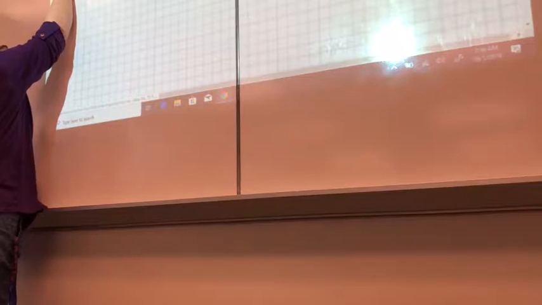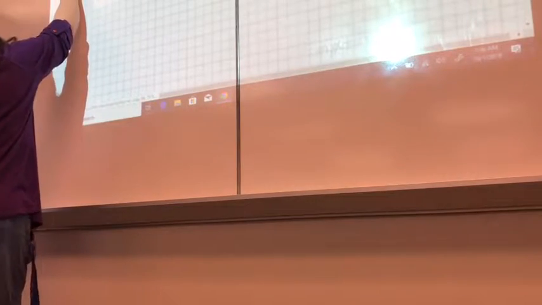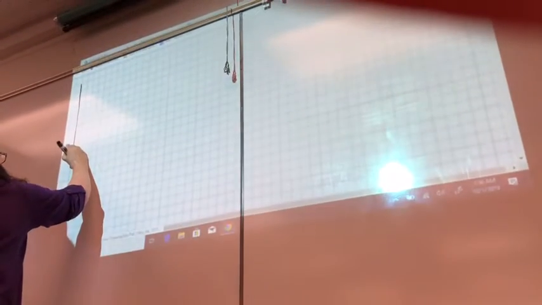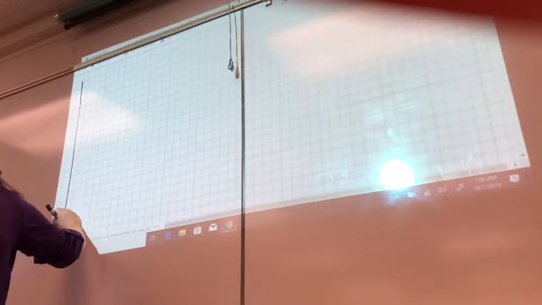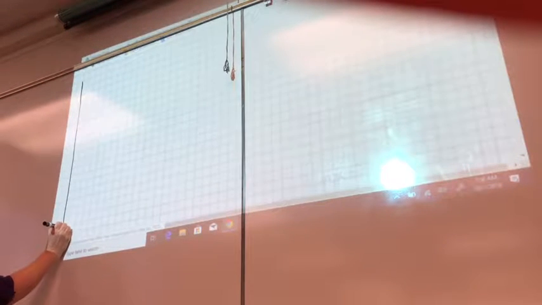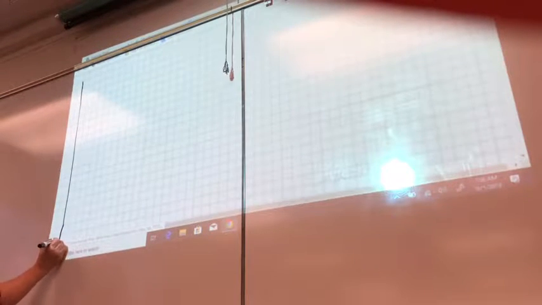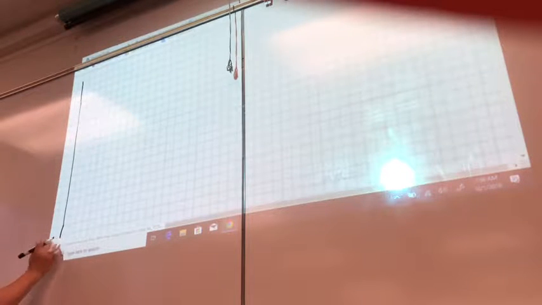Okay, so I'll start at the bottom. Let me see. 1, 2, 3, 4, 5, 6, 7, 8. Okay, I can barely reach that high. Okay, you're doing this again. Do this horizontally, all right? So draw this horizontally.